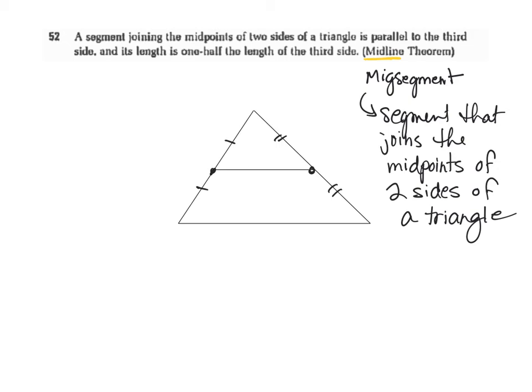Now, according to this theorem, this segment has to be parallel to the opposite side. And that will allow me to conclude various things about the angles. For example, this angle is congruent to that angle because they're corresponding angles, and so on. Now, if the length of the midsegment is A and the length of the opposite side is B, I know that A has to be 1/2 the length of the opposite side.